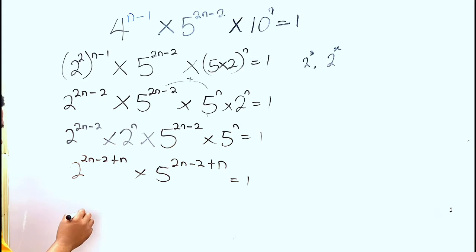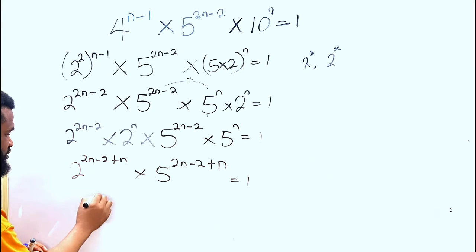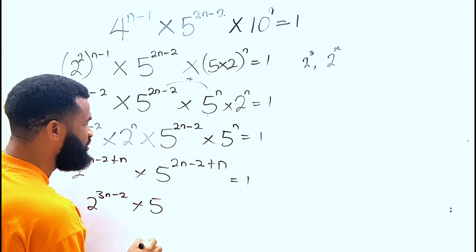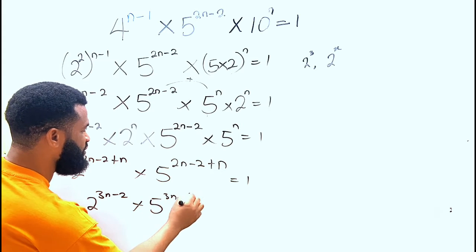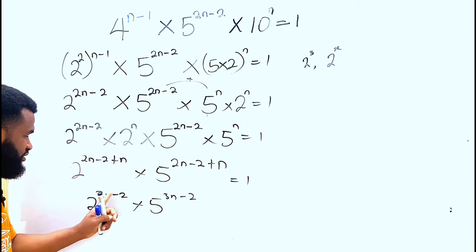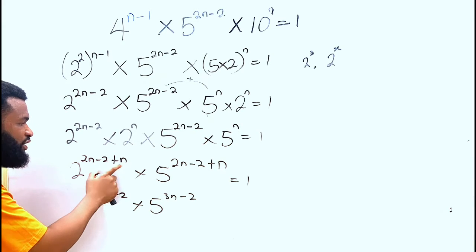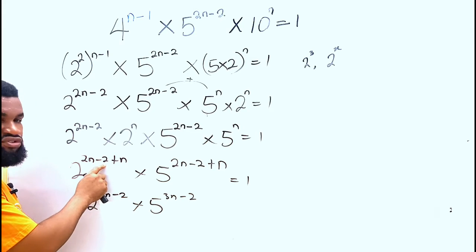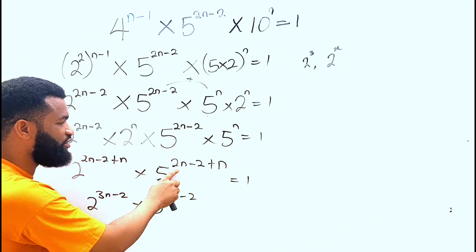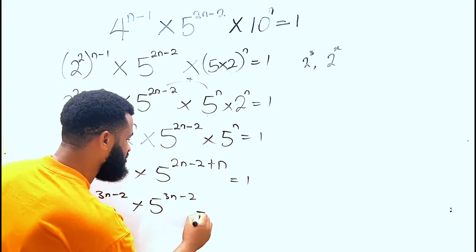So I'm having 2 raised to power 3n minus 2 times 5 raised to power 3n minus 2. Remember what I did? I said 2n plus 1n is going to give me 3n. Minus 2 will be brought down because minus 2 cannot add with n, because 2 does not have n. They are not the same letter, so they cannot add. The same thing happens here. 2n plus n is 3n, then minus 2. Then this is equal to 1.